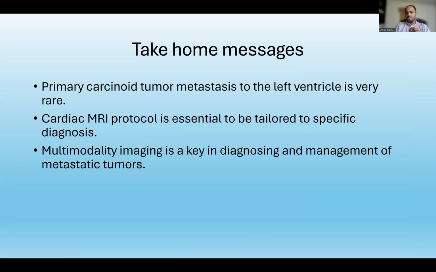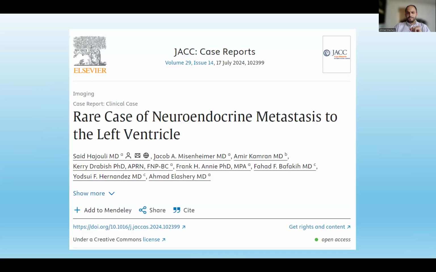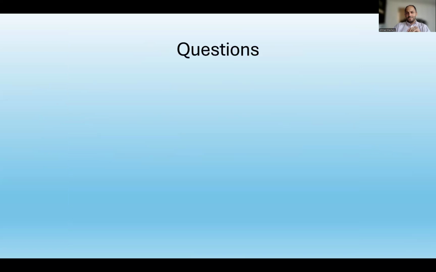Cardiac MRI protocoling is essential, right? Because see where the mass is and how small it is. Sometimes regular protocols may miss it. And the last item is that multimodality is key. Without me looking at the PET scan beforehand, protocoling the study would have been a little bit difficult if I just used the routine protocol. We published this case already if anybody wants more information on it, and I'm open for questions.